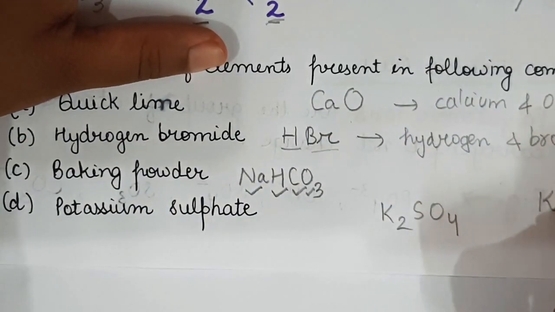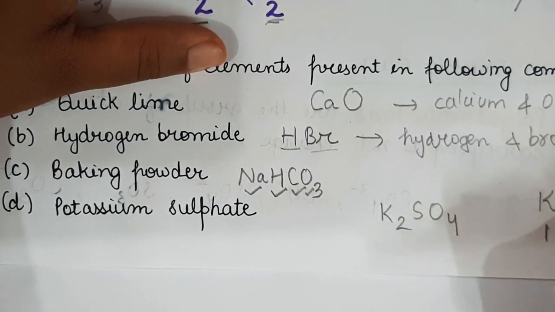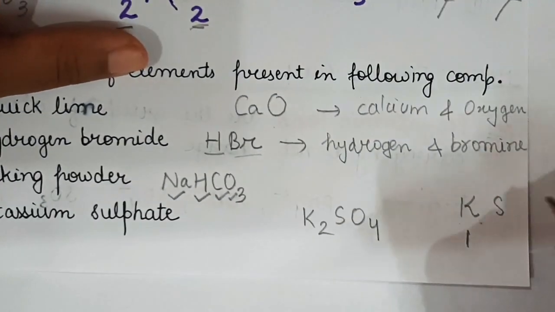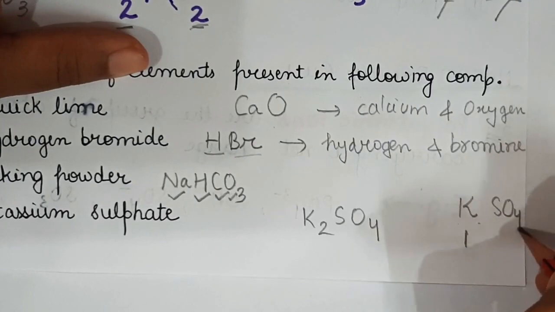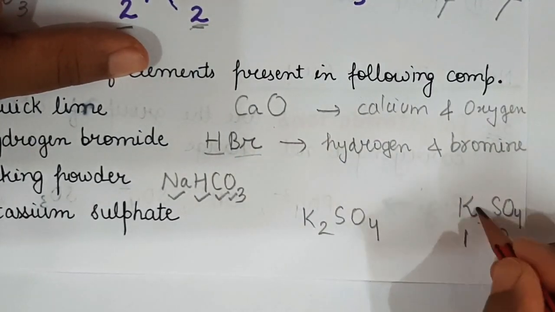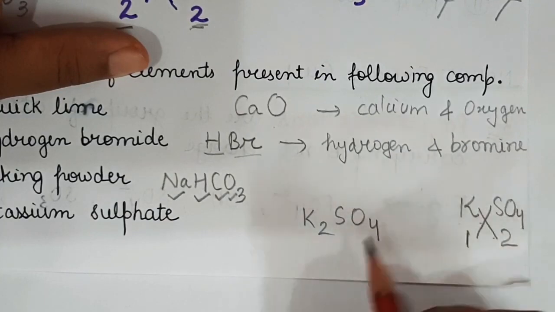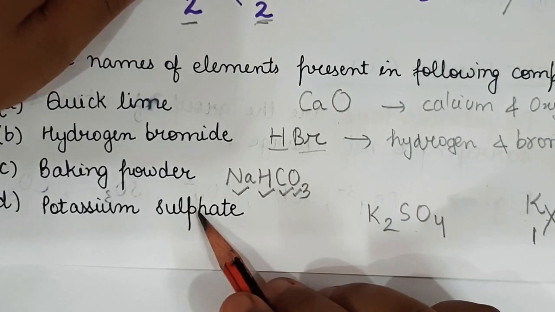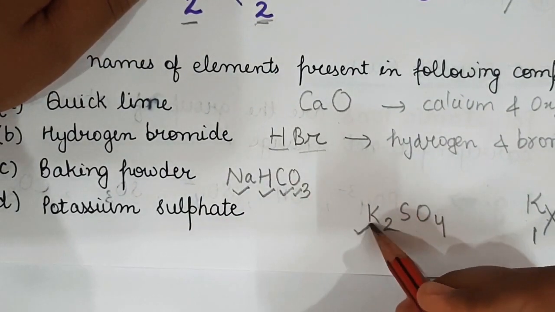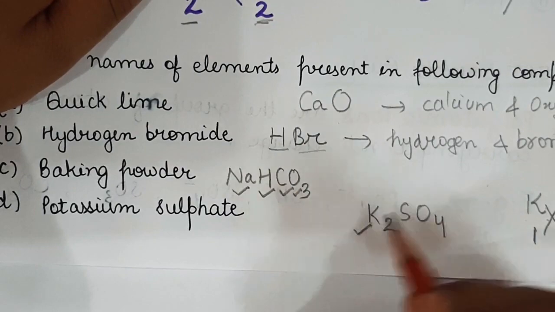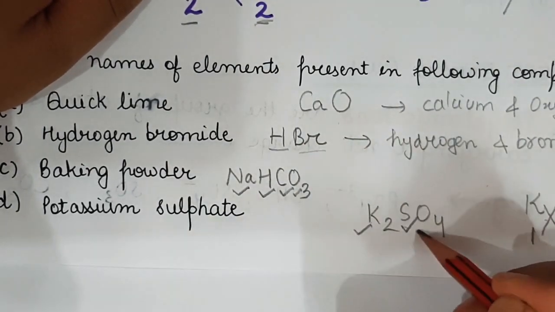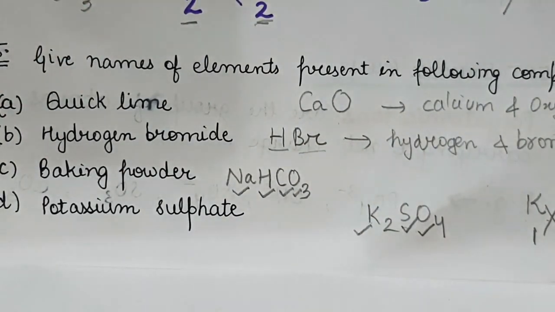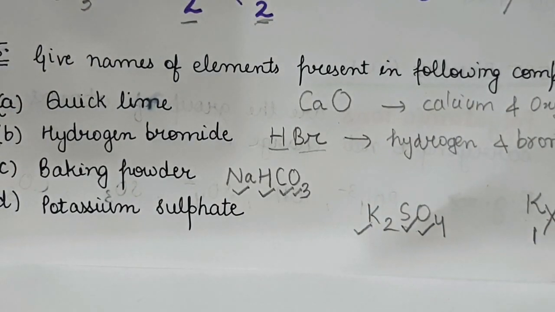Potassium, symbol is K, valency is 1. Sulfate, sulfate is SO4 di-negative. So SO4 is the symbol, 2 is the valency. So just cross multiply. You will get K2SO4. Okay, so this is the formula of potassium sulfate. So what are the elements present? Potassium, K stands for potassium, sulfur, oxygen. Clear? So these were the answers. I hope you are well clear with all these.